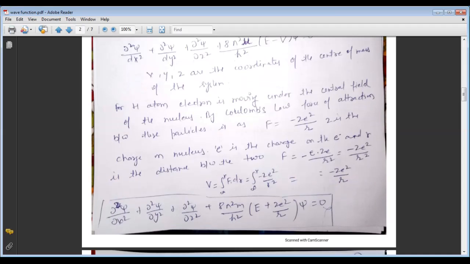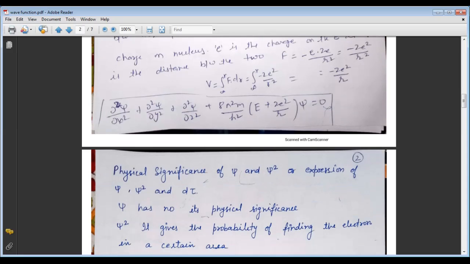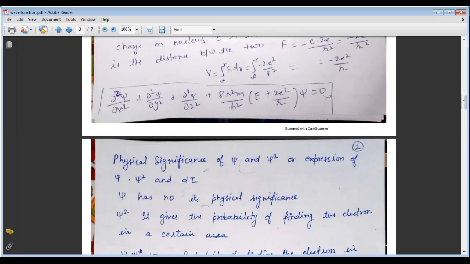We can put the value of V, that is minus Z e square upon r, into the Schrodinger equation, so that we find d square psi upon dx square plus d square psi upon dy square plus d square psi upon dz square plus 8 pi square mu upon h square (E plus Z e square upon r) psi is equal to 0. This is the Schrodinger wave equation for the hydrogen atom. Here we know what psi and psi square are; these were already discussed in our previous lecture, but I repeat again that psi by itself has no significant physical meaning.